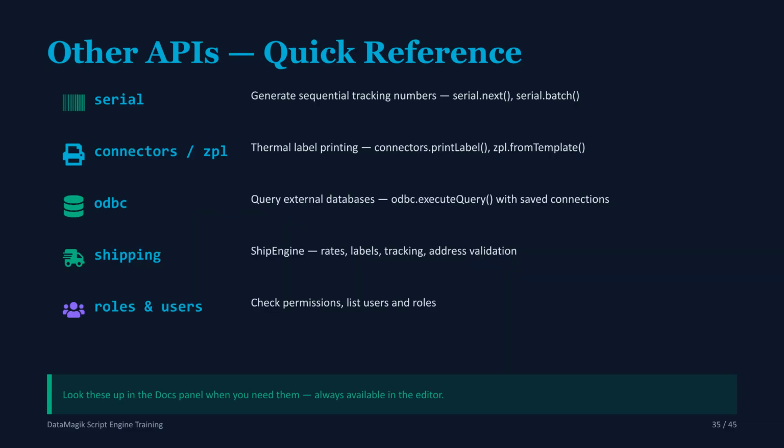Other APIs offer specialized functionalities. Serial generates tracking numbers. Connectors/ZPL handle thermal label printing. ODBC connects to external databases. Shipping provides ShipEngine services like rates and label creation. Roles and users checks permissions and lists user data. Always consult the Docs panel for reference.